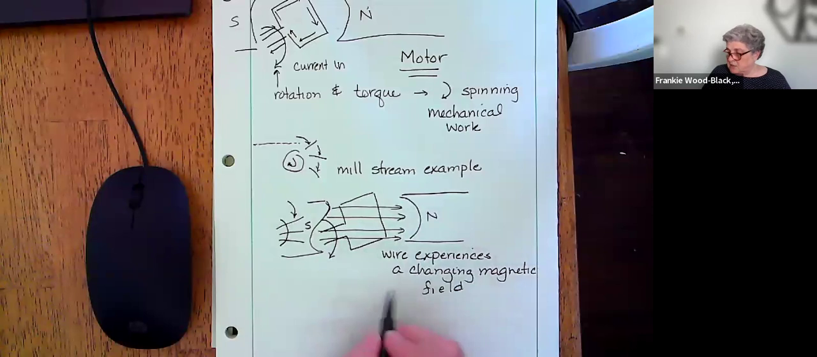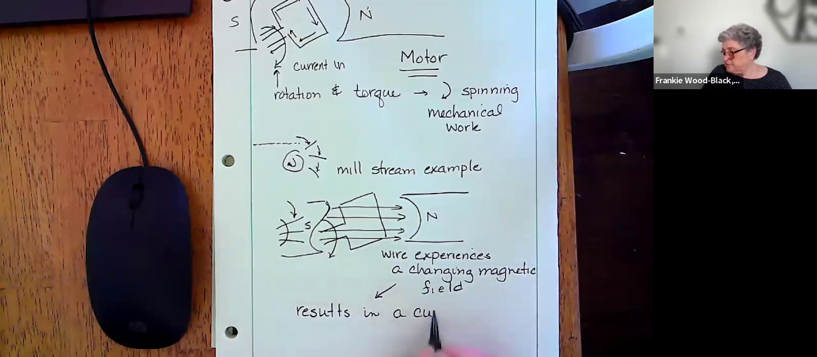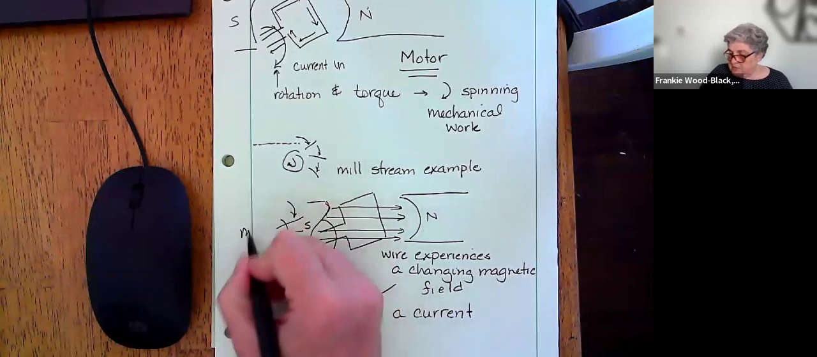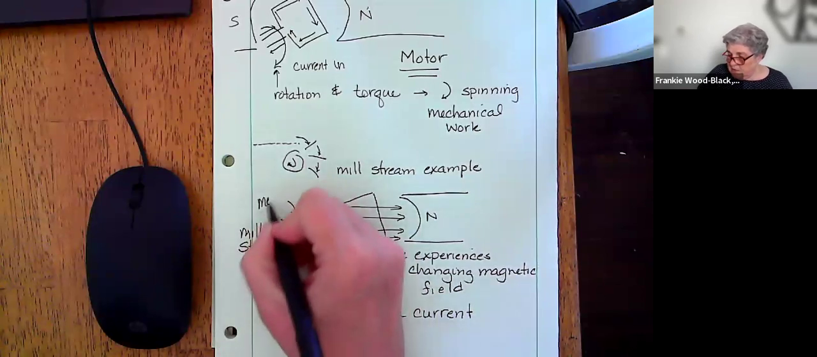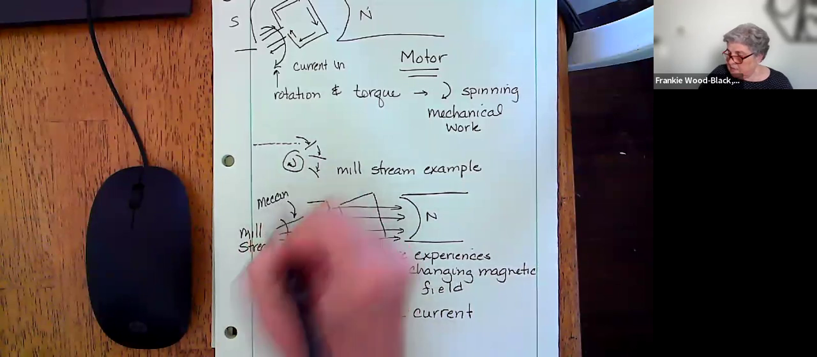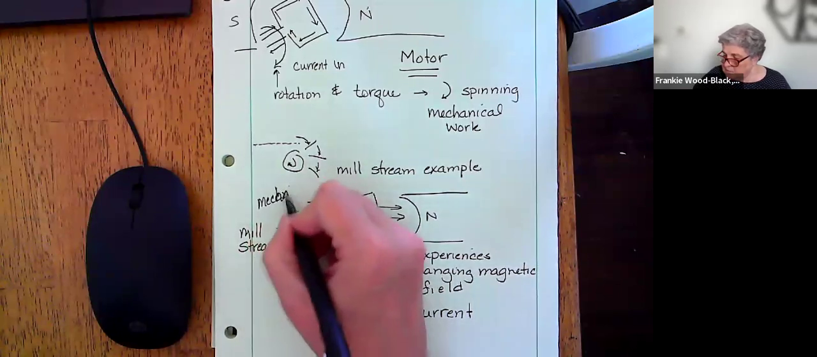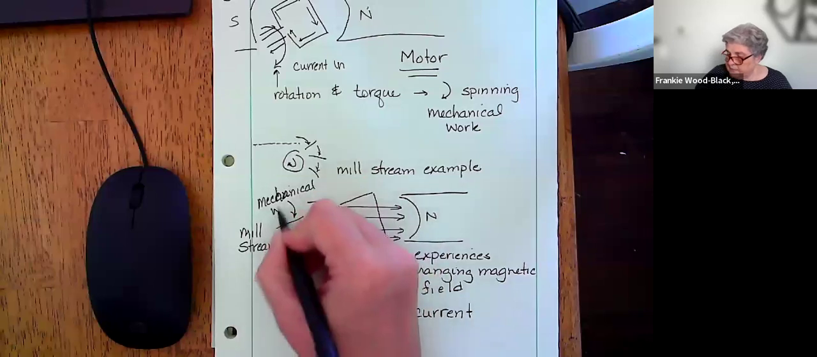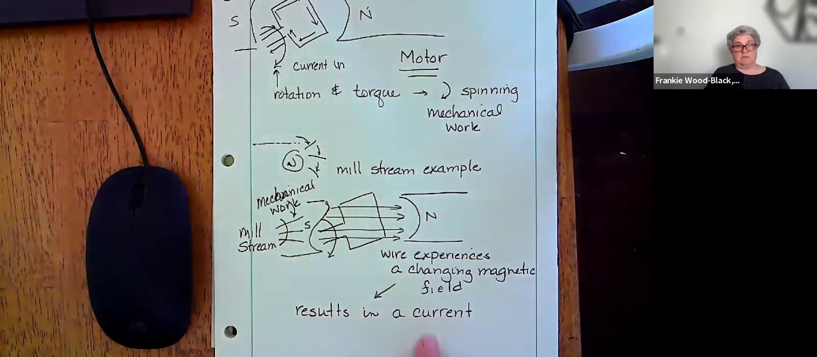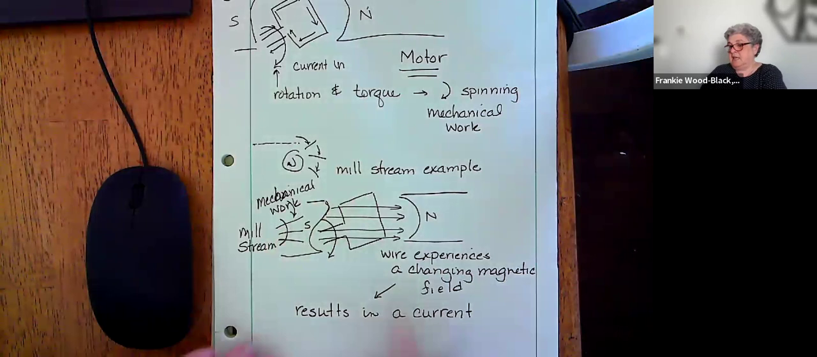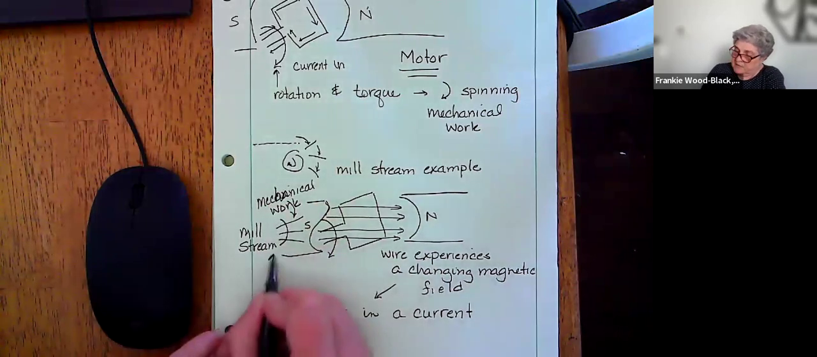We know that that results in a current. So this is my mill stream example. We're going to use mechanical work. All of a sudden I can't spell. To do the rotation, and that's going to result in a current. So what we see here, this is using like a hydroelectric.